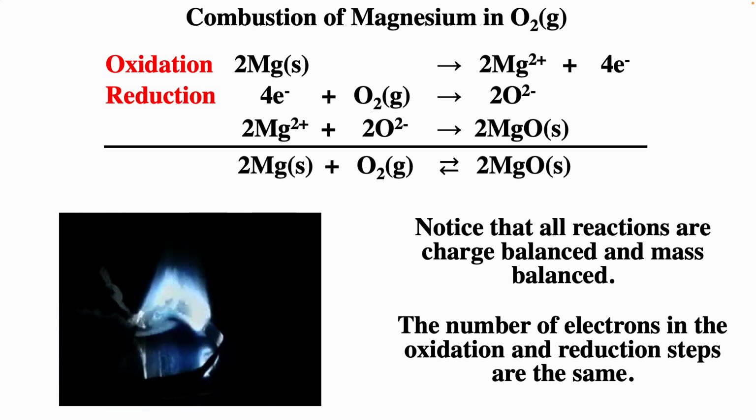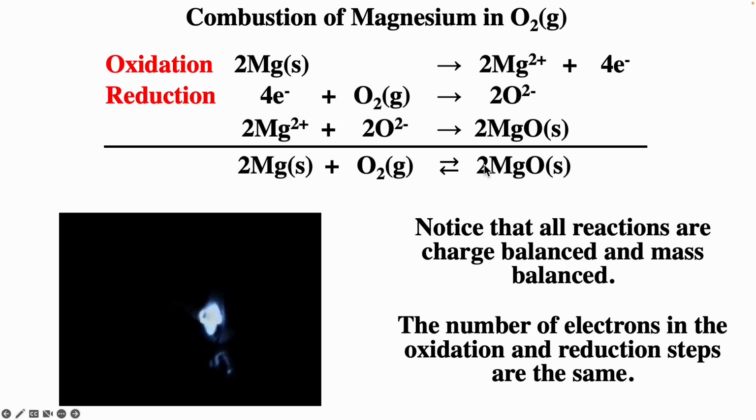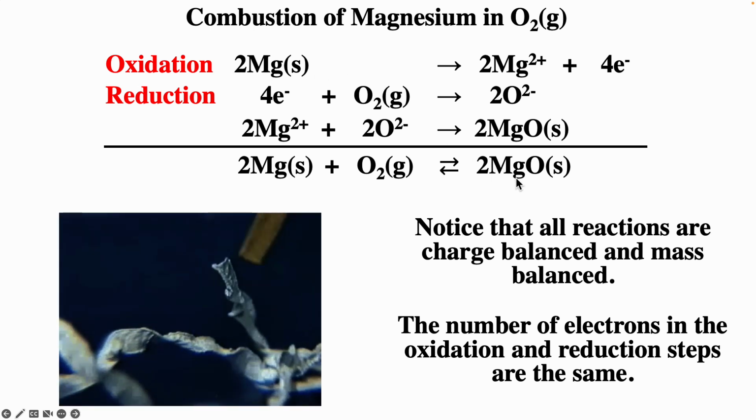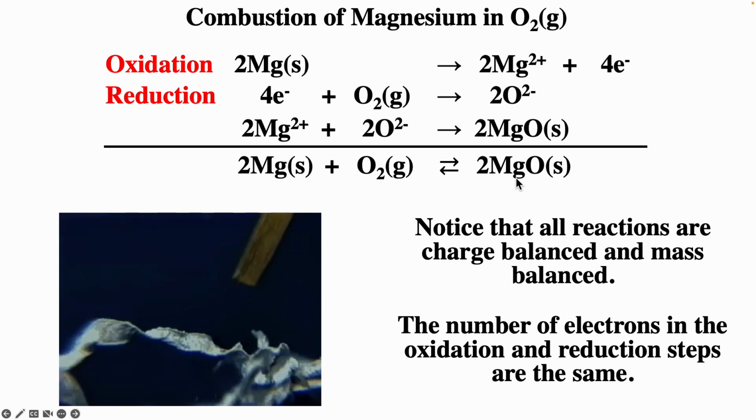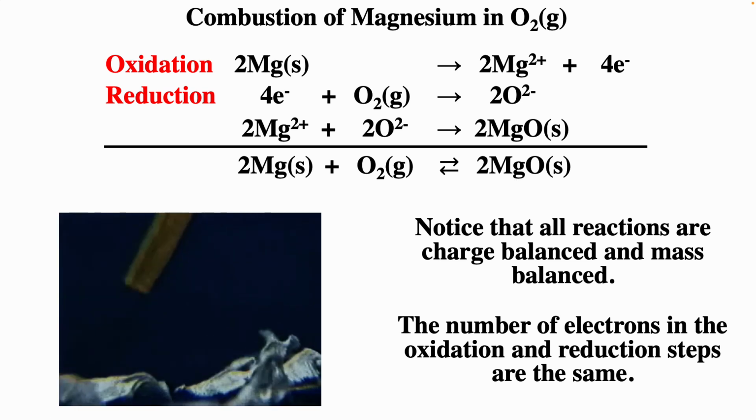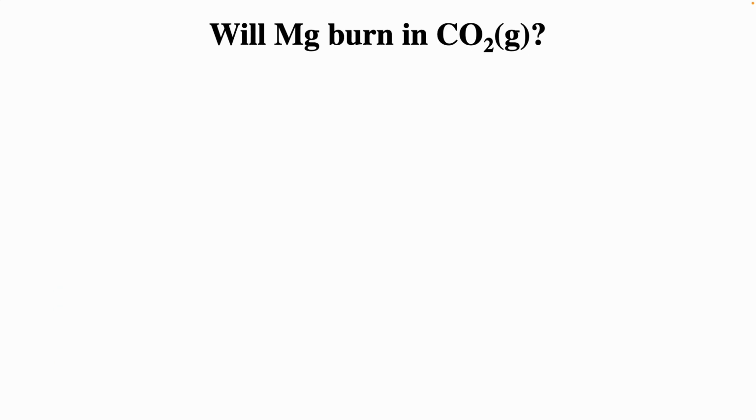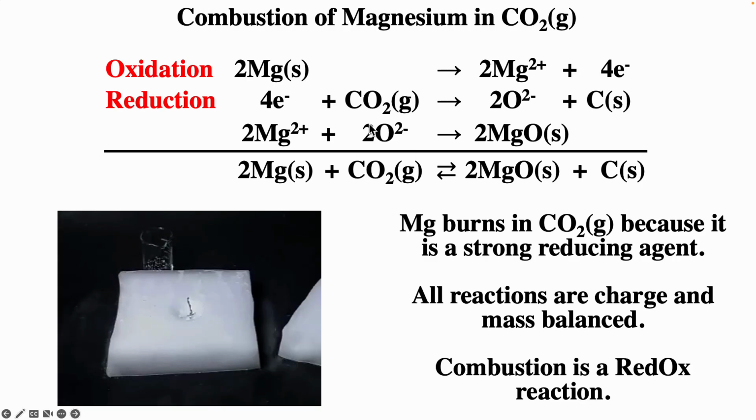So it's kind of cool. We're going from a springy metal and a gas to a magnesium oxide ceramic. The oxide is a brittle white solid, in contrast to the springy magnesium metal. And so we can ask ourselves, will magnesium burn in carbon dioxide? Now, you've probably been told at one point that you need oxygen for combustion, but if you think about combustion as just a redox reaction, you don't actually need oxygen for a combustion reaction. And so we have combustion of magnesium in CO2.